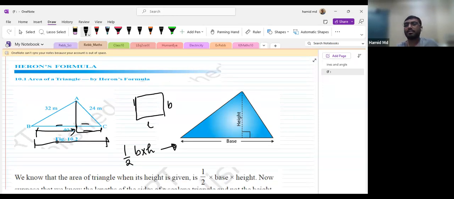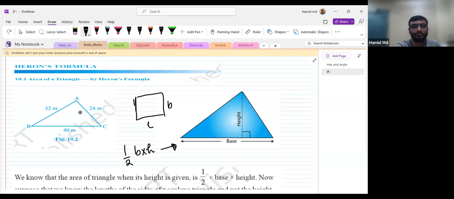So in that scenario, one rescue is called Heron's formula. Here we only need the measures of all sides. See, in this figure, we have measures of all sides. Yes, sir. So if we know the measures of all sides, what will we do? We will use a formula to find the area.